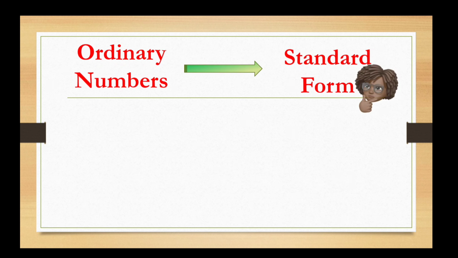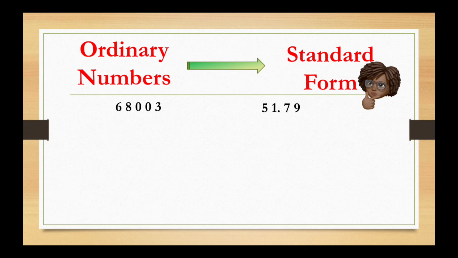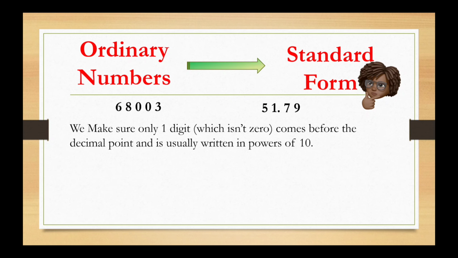And you must be wondering how we can do this. Well, first of all, I believe you know what ordinary numbers look like. They can look like whole numbers or they can be decimals. Okay, so for us to convert these numbers, we must make sure only one digit, which isn't a zero, comes before the decimal point. And standard form is usually written in powers of 10. Okay, we're going to take a look at an example.